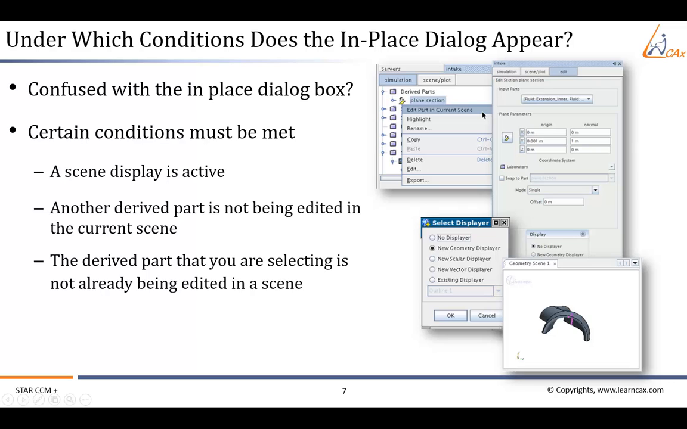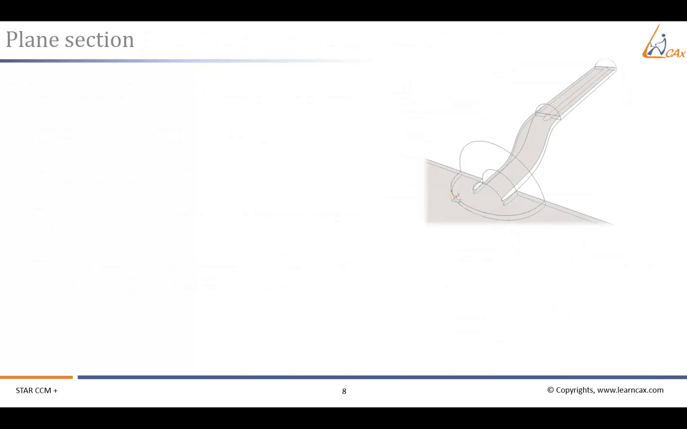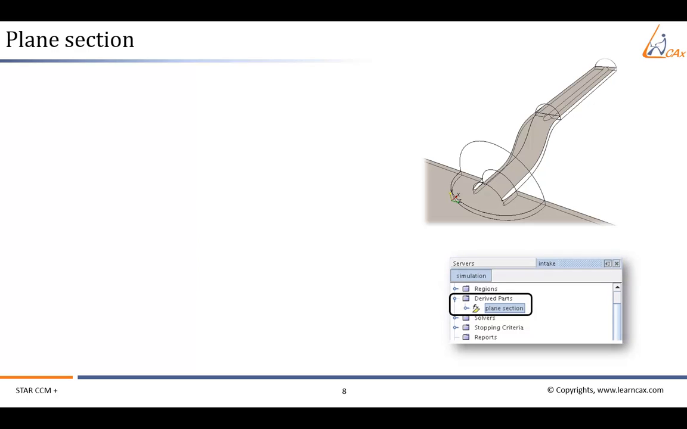Let us now learn how to create derived parts. We will see only the most popular derived parts. First is the plane section. The plane section is an implicit part that is derived from one or more input parts. The node of a plane section has its own properties and pop-up menu. It is located in the Derived Parts node of the simulation object tree.